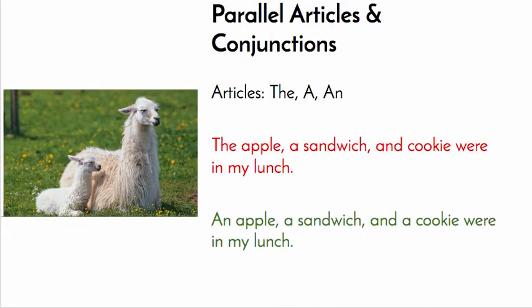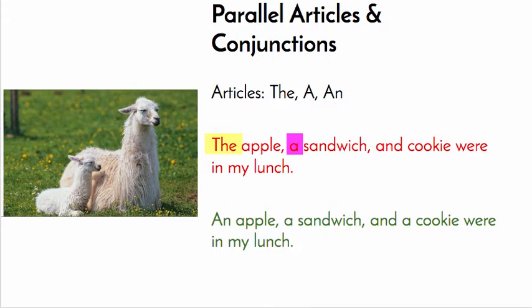Now that we've talked about parallel verbs, we're going to talk about parallel articles and conjunctions. First, a quick review of articles. An article is a word like the, a, or an that tells us what kind of thing we're referring to. So this sentence does not have parallel articles. The apple, a sandwich, and cookie were in my lunch.